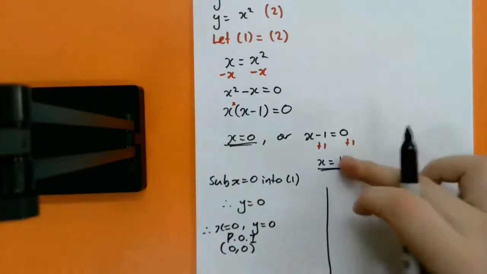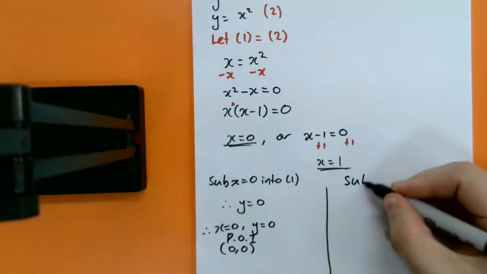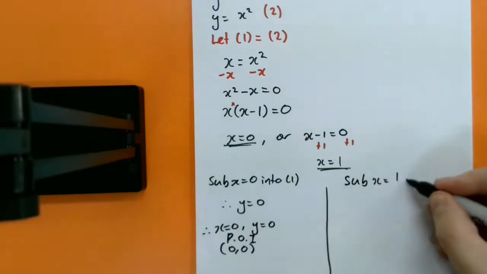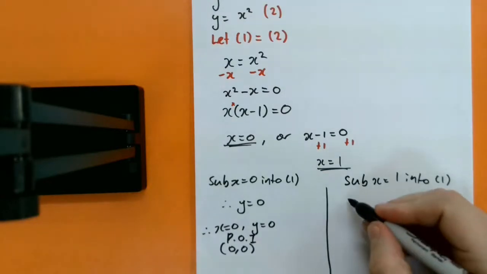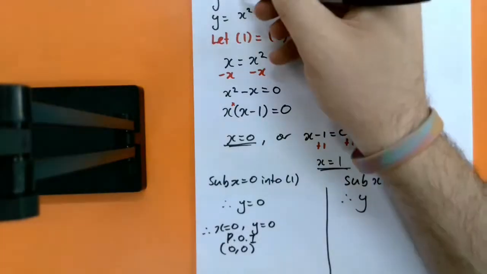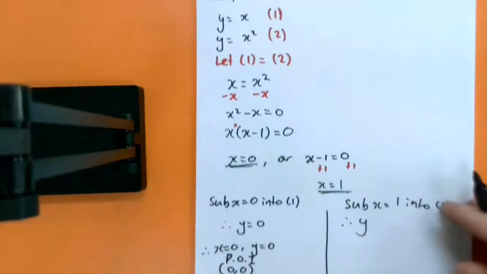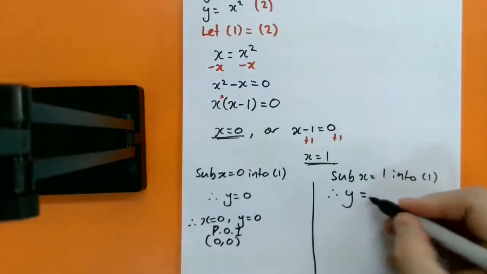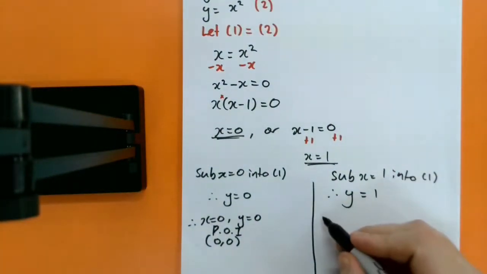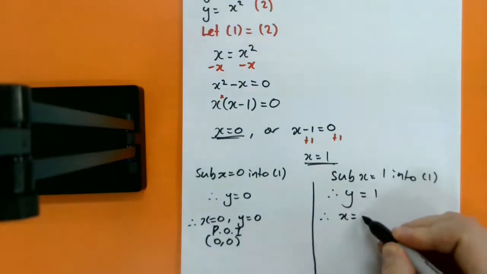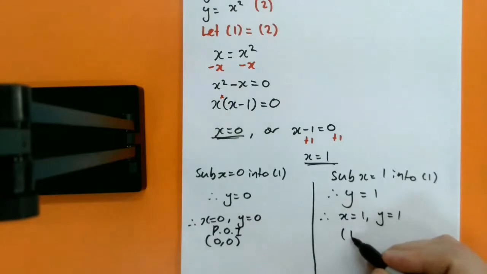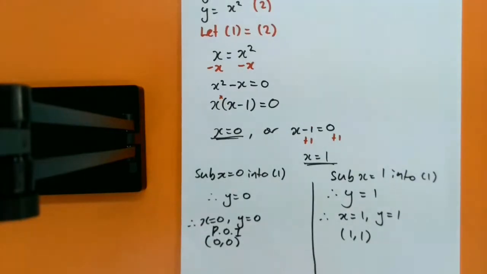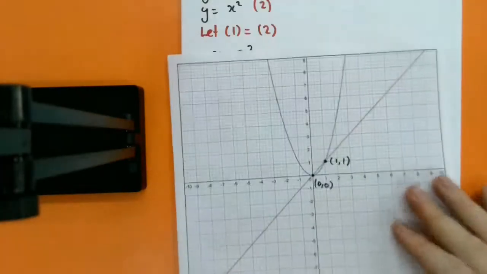Now we can do the same thing with x is equal to 1. So we're going to sub x is equal to 1 into equation 1, just like before. And once we do that, we replace the x with a 1, wherever we see an x. So this is now equal to 1. So our coordinate pair is x is equal to 1 and y is equal to 1. So on the Cartesian plane, the point of intersection is at the coordinate (1, 1), which we established here, just like before.